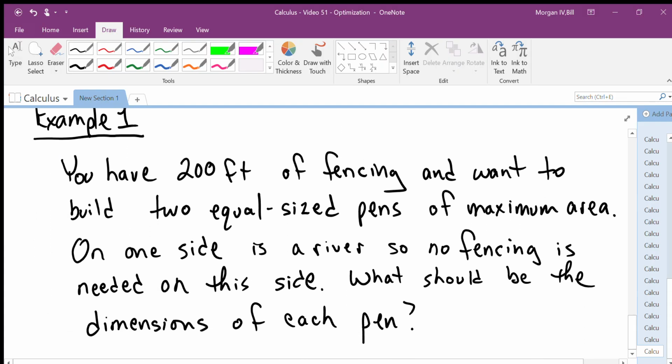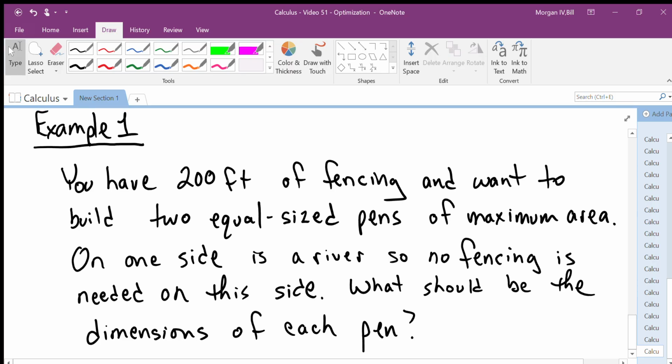Go ahead and pause the video, write example 1 down. It says that you have 200 feet of fencing and you want to build 2 equal-sized pens of maximum area. So pens here, like pens for keeping animals. So you want to build 2 equal-sized pens, so they need to be the same size. You want the pens to have maximum area. On one side is a river, so no fencing is needed on this side. What should be the dimensions of each pen?